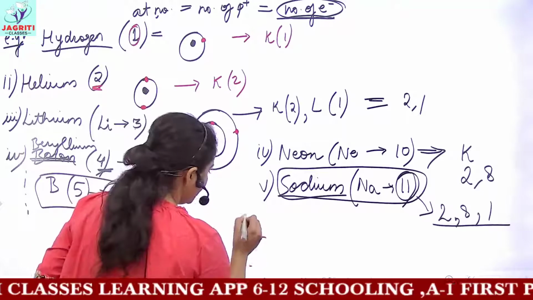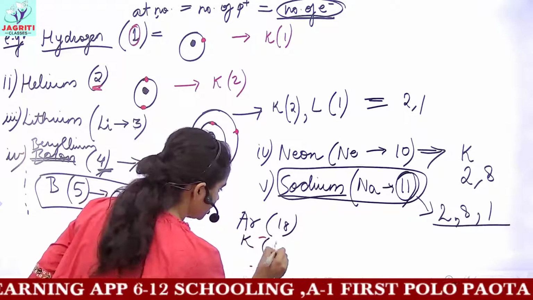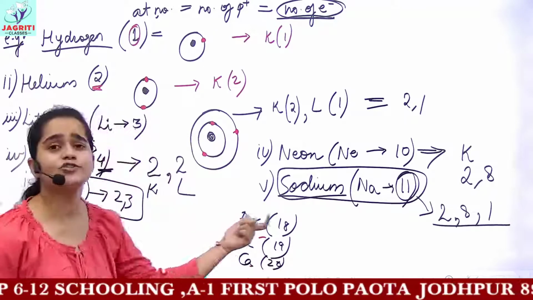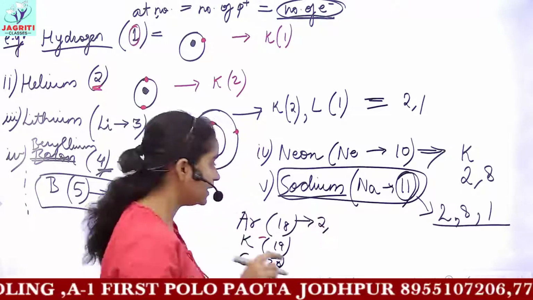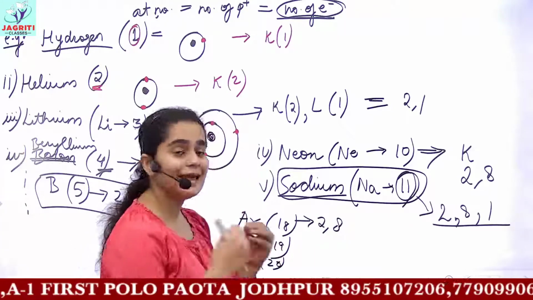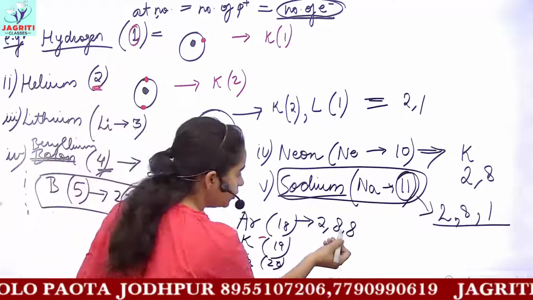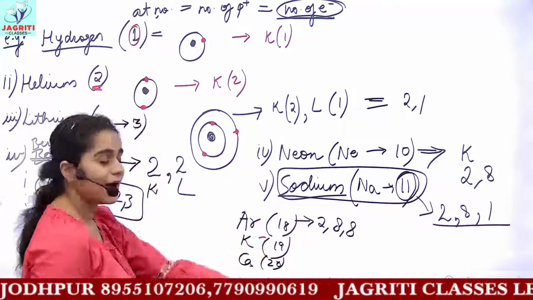Now let's discuss argon, potassium and calcium. I am just writing the electronic configuration. For 18, 2 electrons come in the K shell, 8 electrons come in the L shell and the remaining 8 come in the M shell. So 8 plus 8, 16, and 17, 18. This is the arrangement in argon.